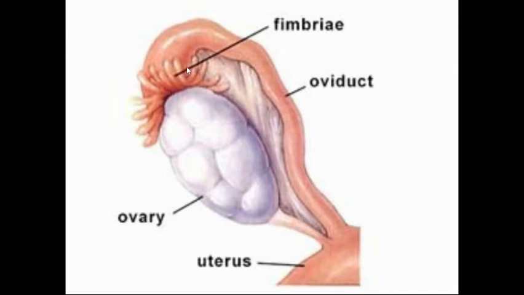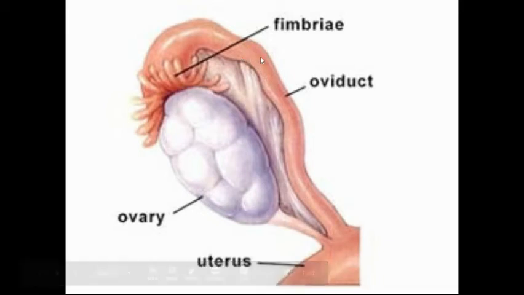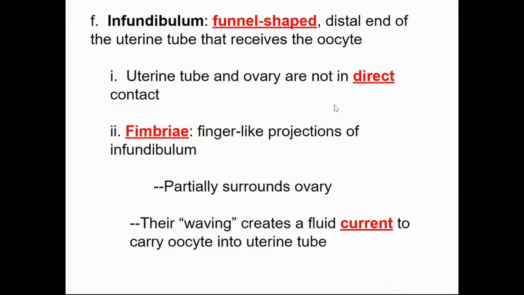There's fluid in the space. This end is called the infundibulum. These little finger-like projections are called fimbriae. They help sweep that secondary oocyte up into the fallopian tube, where it's going to start to travel down. Meanwhile, sperm is trying to work its way up, get into this area, fertilize it, and then lead to the uterus.